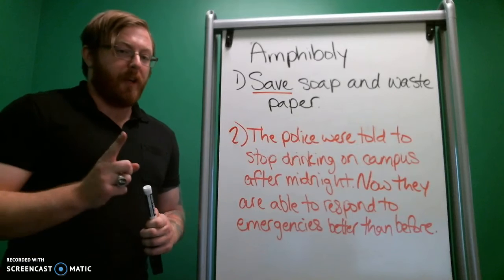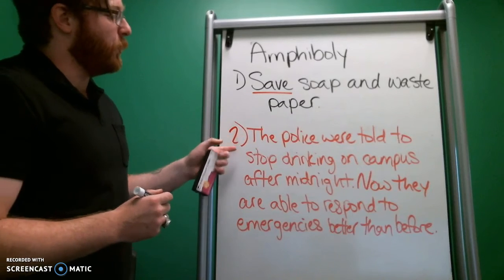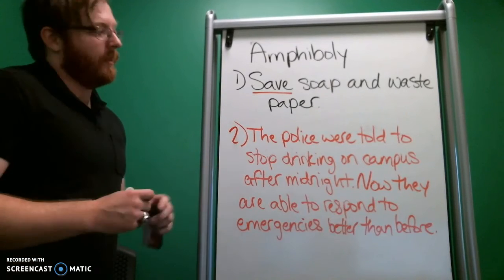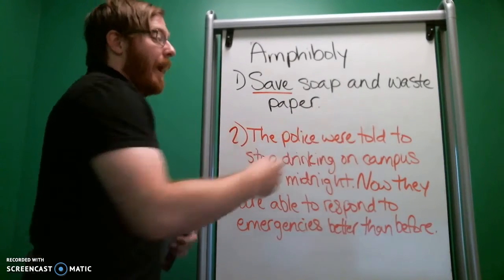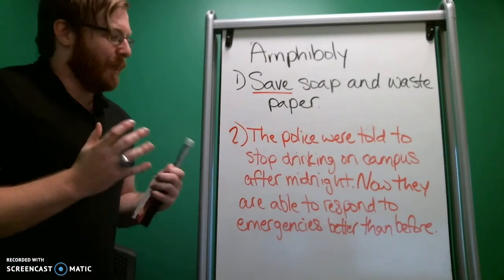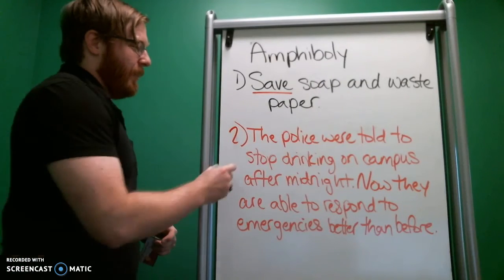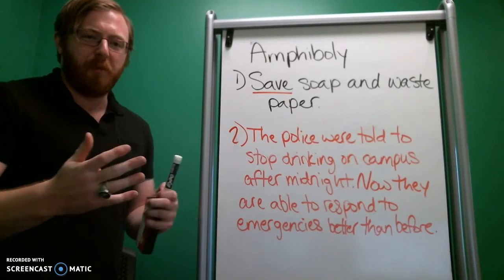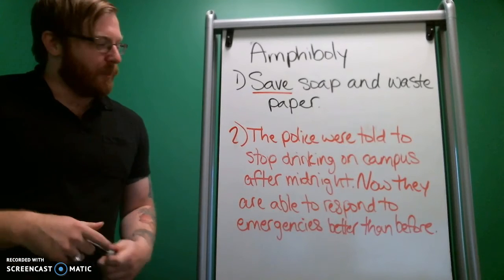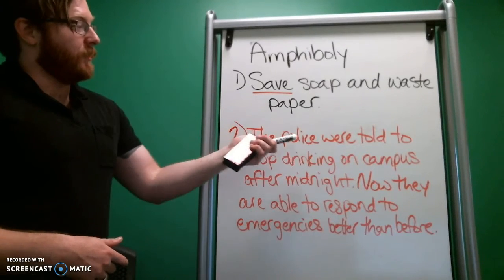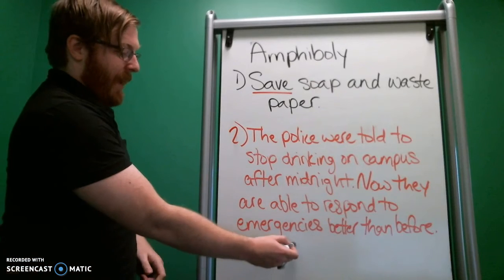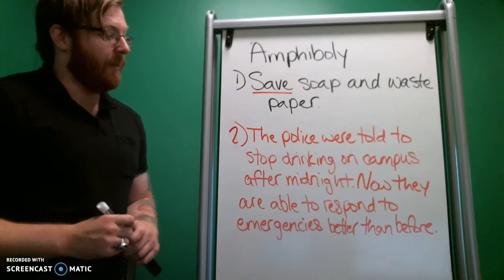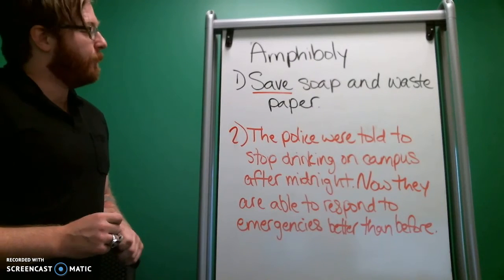Okay, so way number one, right, the police were told to stop drinking on campus after midnight themselves, right? So the police were told by their captain to stop drinking on campus after midnight. Maybe the police were bored, right? So up until midnight, they're super busy. But after midnight, everything slows down, so they were drinking on the job. And so now they were told to stop drinking. And that's why they're able to respond much better than they were before. So that could be your first way, right? It's actually the police who were told to stop drinking.